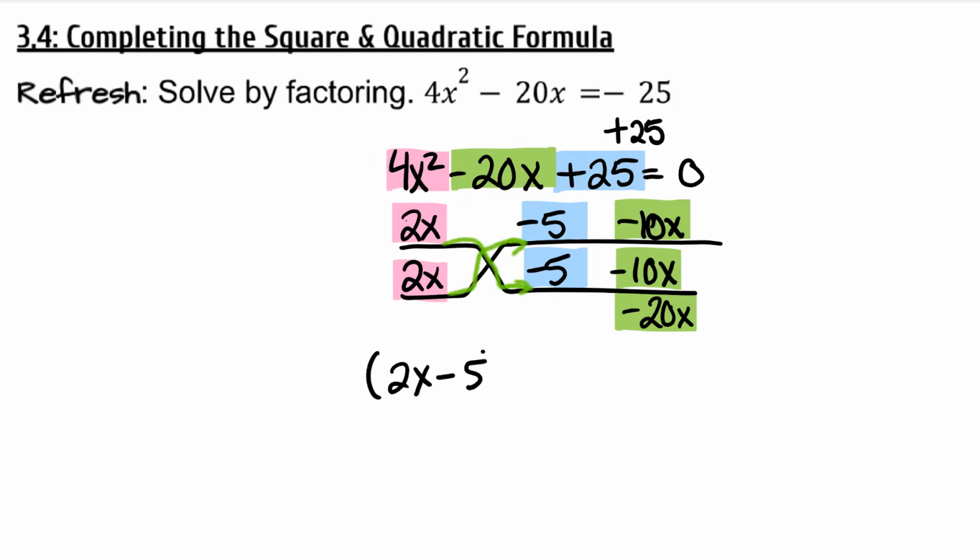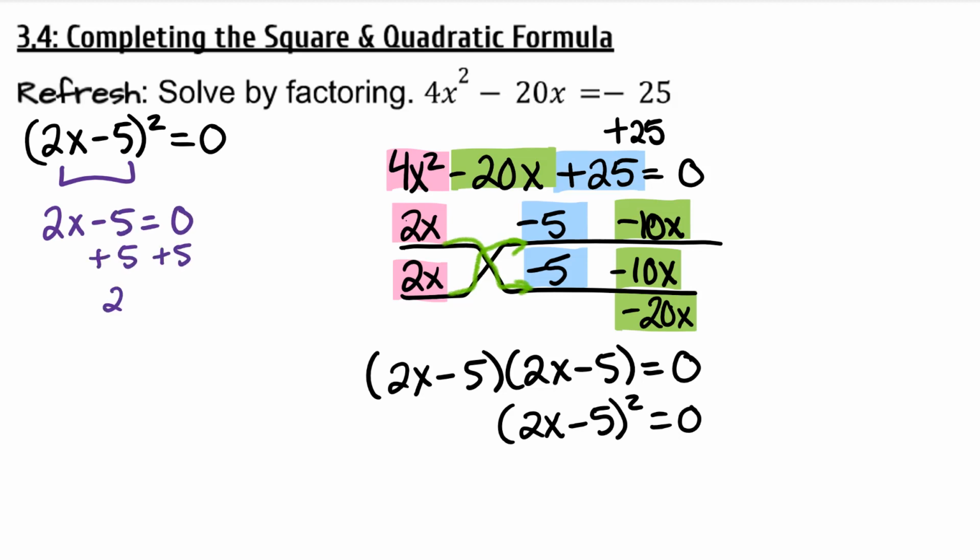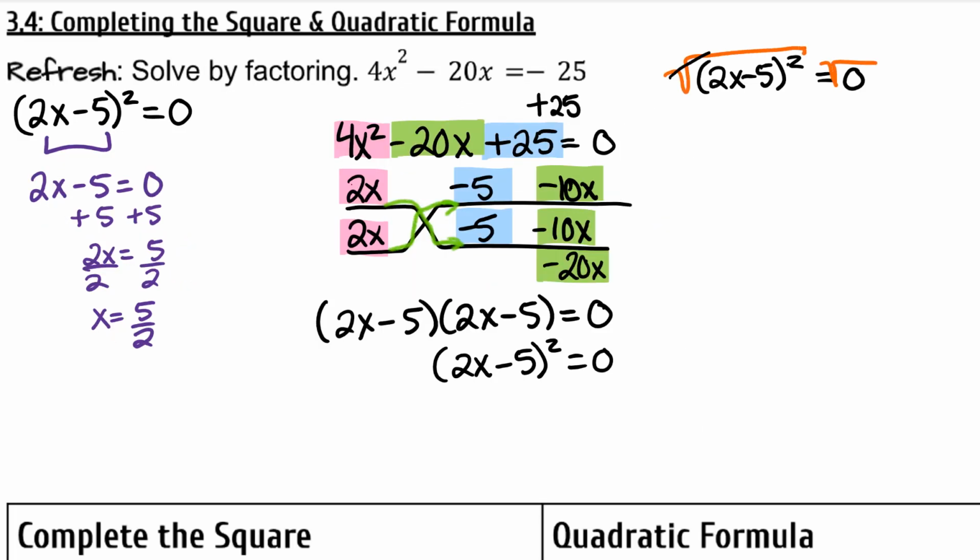Then we have the correct factors. You could use zero product property to solve. Or you could use square root property of equality. So the answer is plus or minus 0, but there is no positive or negative 0, so just 0. And solve for x.